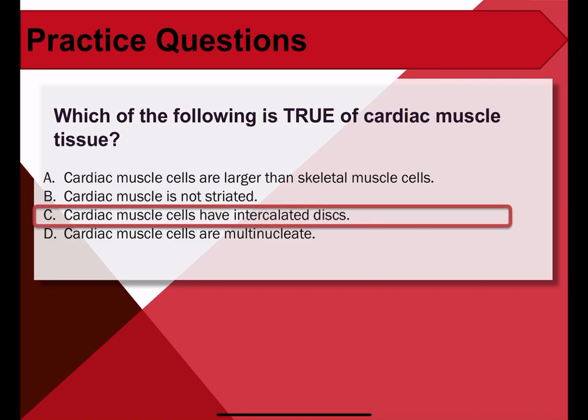They have intercalated discs. They're not larger than skeletal muscle. Cardiac muscle is striated, and cardiac muscle tends to have just one nucleus. Only a few have one, two or three, but most of them have one nucleus.